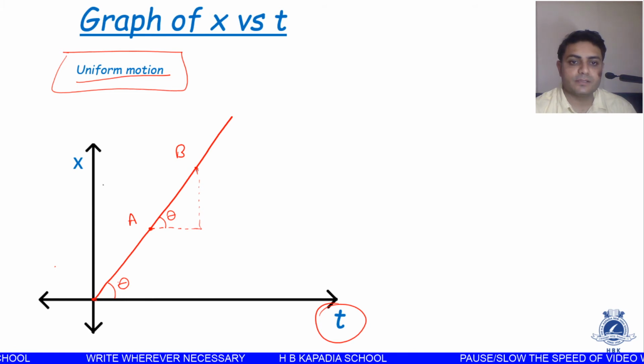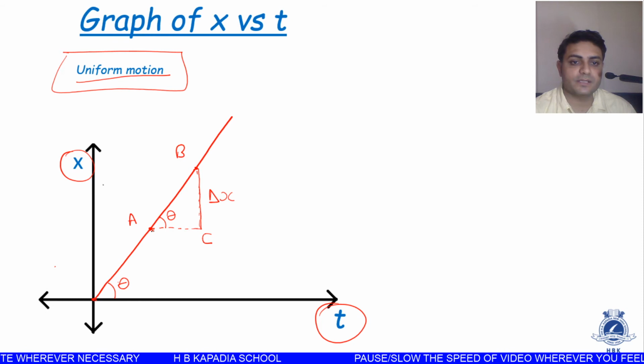In that case, we can say this length, this is BC suppose, is parallel to the position axis, and this length BC will indicate delta x. It is the change in the value of x. Let this be x1, let this be x2. We can say delta x is the change in position. Similarly, delta t is the change in time.